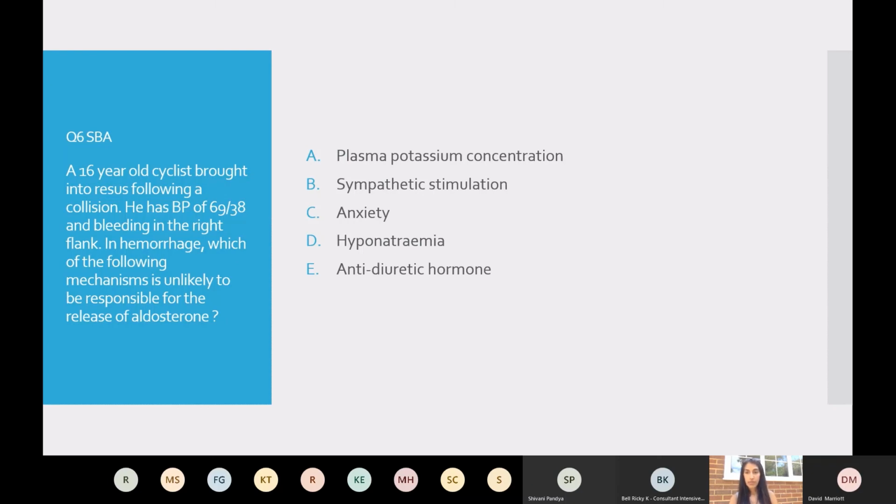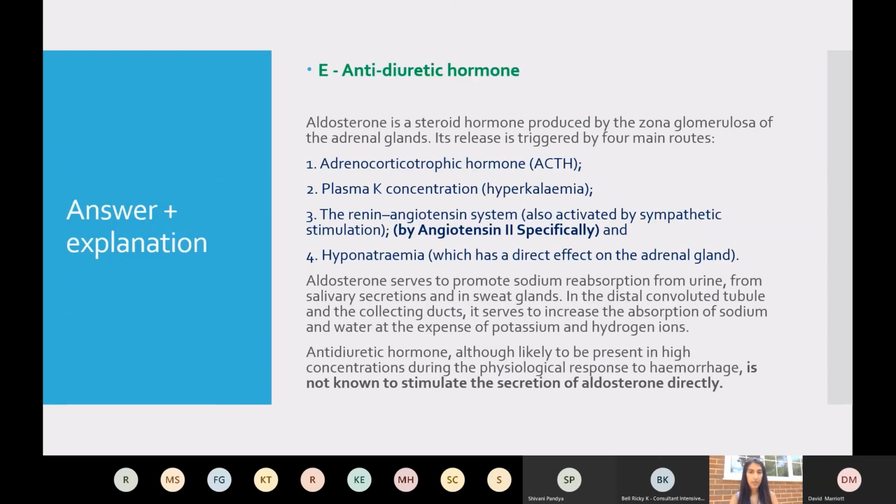That got most people going for E, antidiuretic hormone, and one for plasma potassium. So the answer is E. Antidiuretic hormone is the least likely thing to stimulate the secretion of aldosterone. Aldosterone is released from four main things: ACTH and plasma potassium concentration, so if you're hyperkalemic; the renin-angiotensin system, which is activated by sympathetic stimulation, which can happen in times of stress such as that situation, and it's released by angiotensin 2 specifically in the chain; and also hyponatremia, because that has direct effects on the adrenal gland.